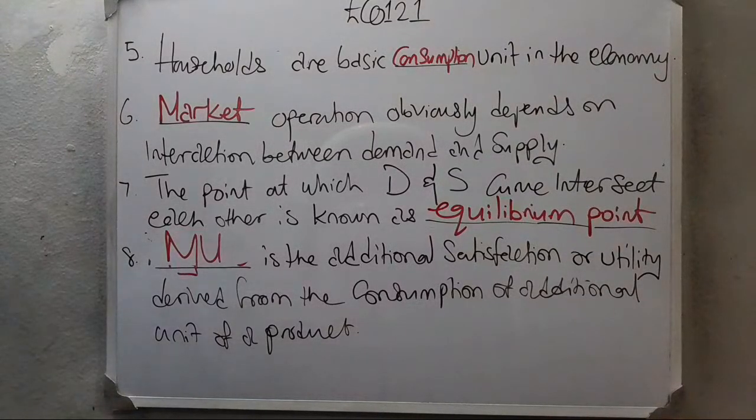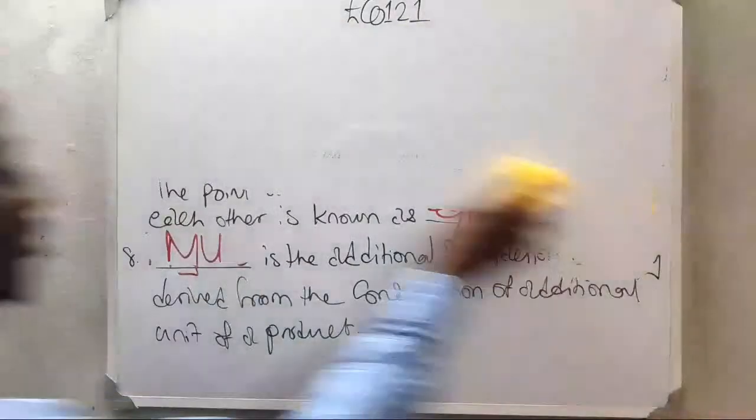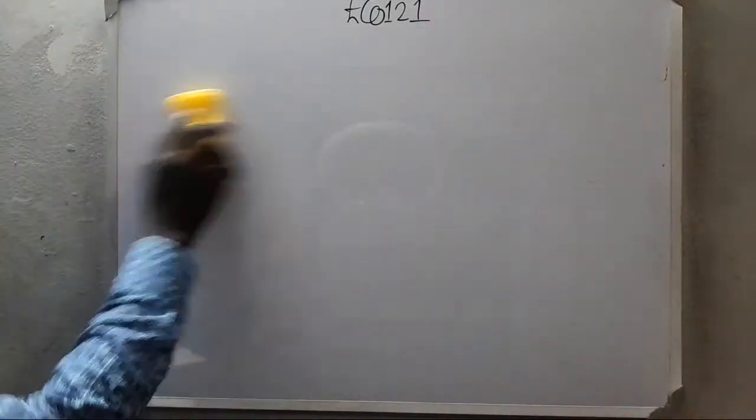While the dash is the total amount of utility. Total amount of utility is called dash. Okay?